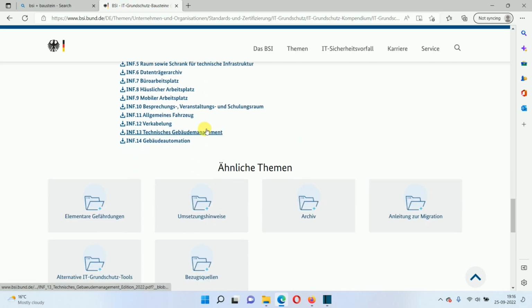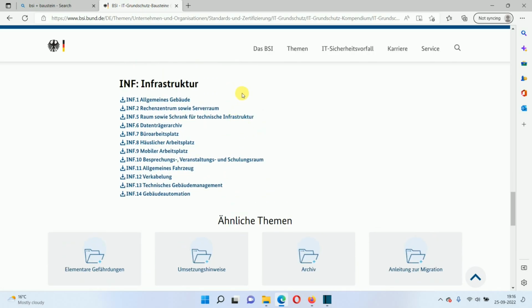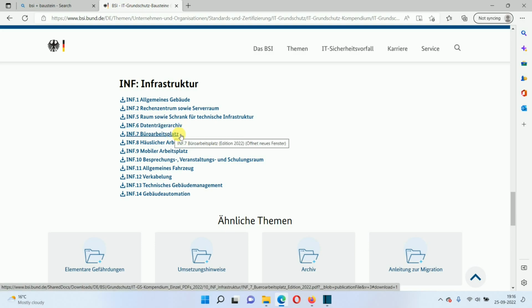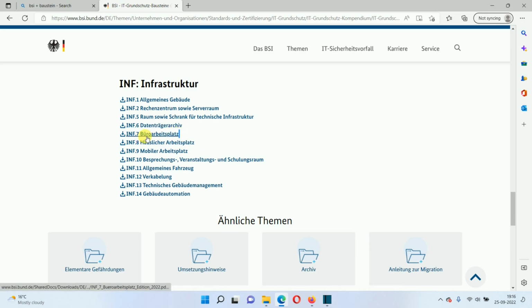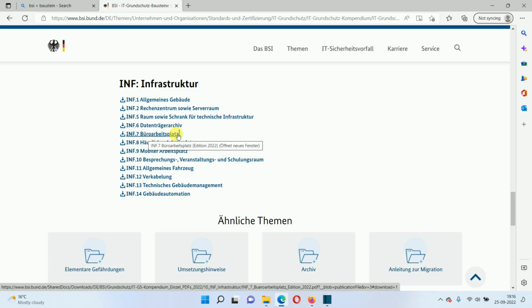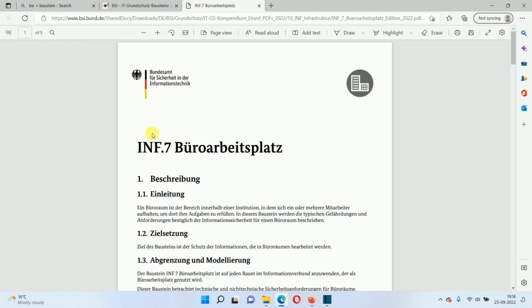I will just click upon one of them. Let's see what it means. Let's say I go for Büro Arbeitsplatz. Büro means office, Arbeitsplatz means workplace. That is office workplace. So if I just click upon it, it has opened a PDF file, which is 5 pages in length.